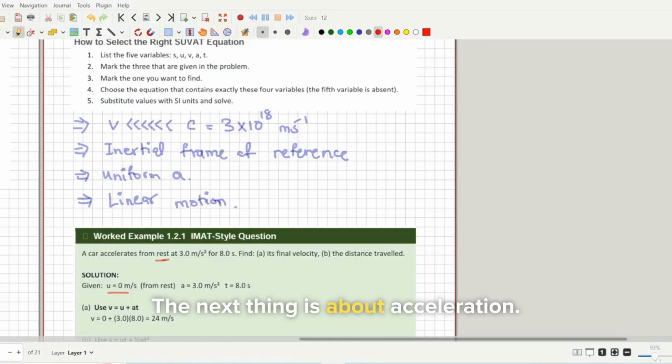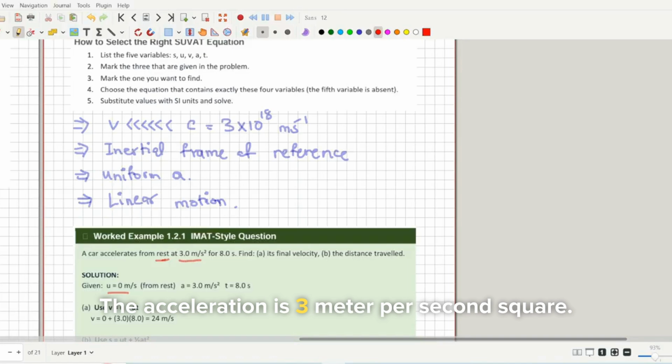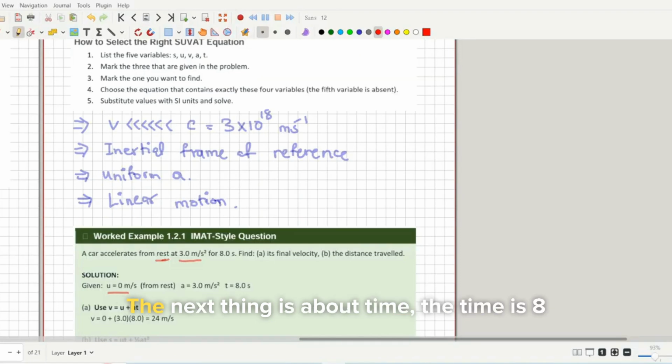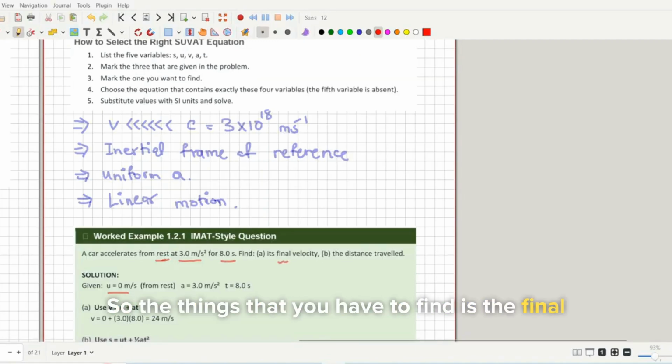The next thing is about acceleration. The acceleration is 3 meter per second square. How did I know that it is acceleration? From the unit. The unit is telling me that it is acceleration. The next thing is time. The time is 8 seconds. So the things that you have to find are the final velocity and the distance traveled.